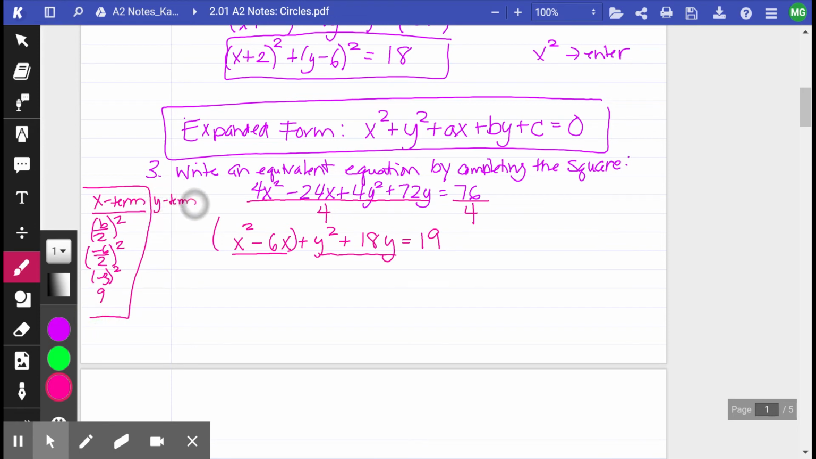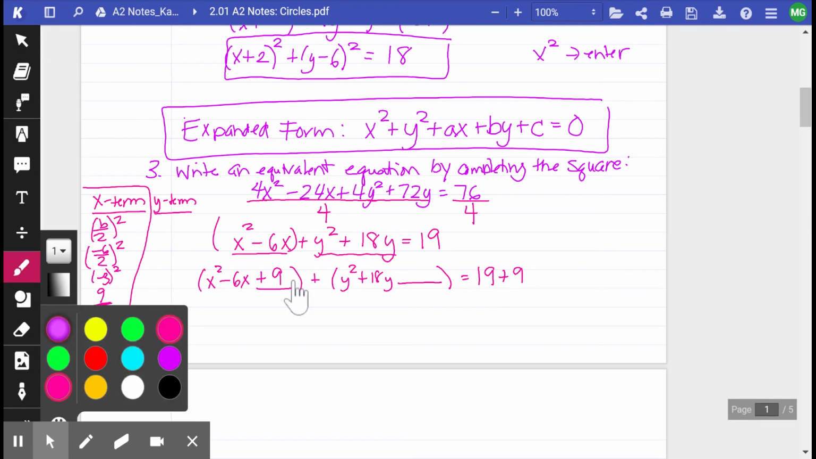And then I'm also going to do the y term. Actually, let's finish the x's first. So we've got x squared minus 6x plus, we're going to add in that b over 2 quantity squared term, plus 9. So if I add it to the left side, I need to add it over here to the right side.